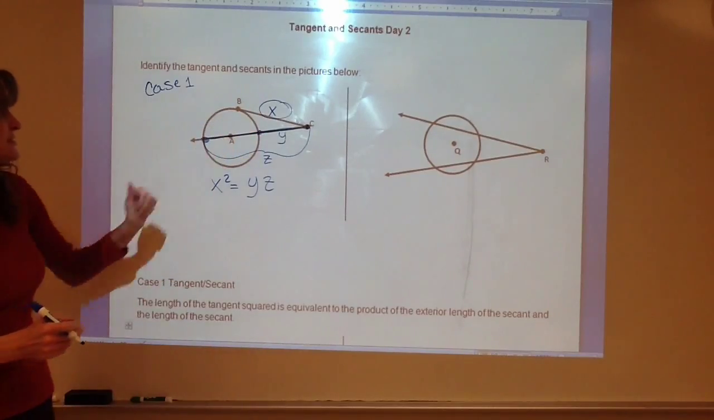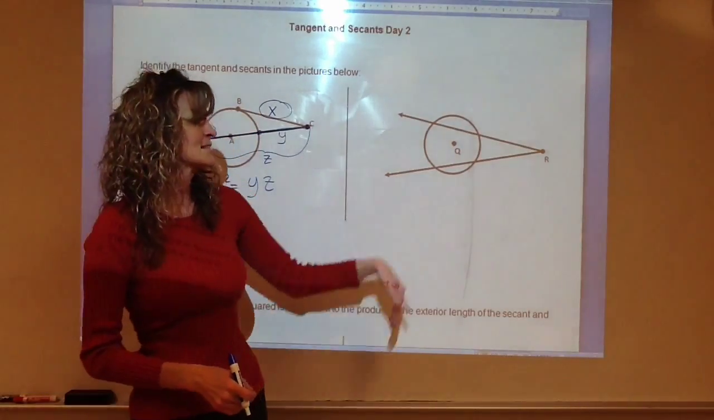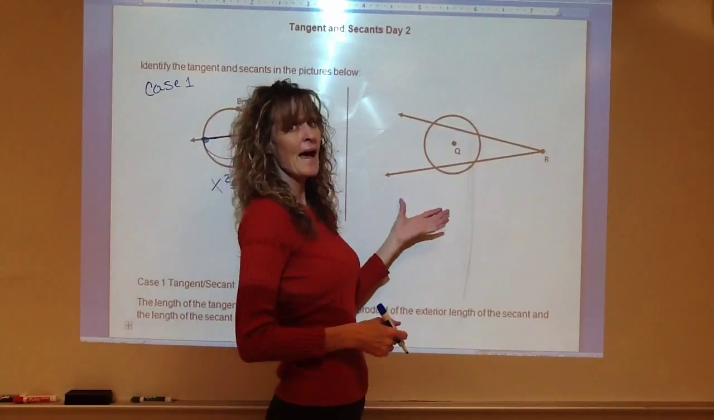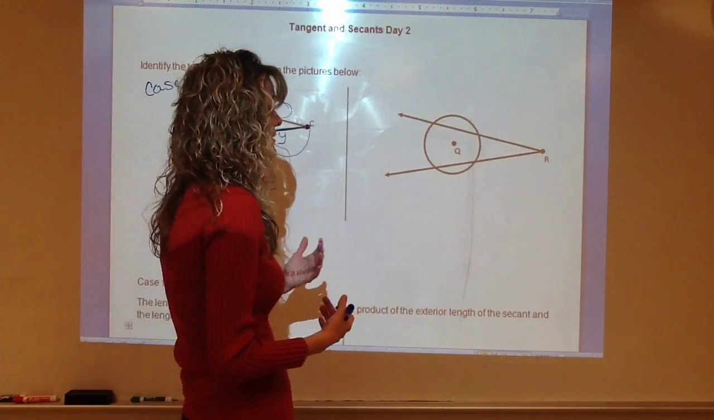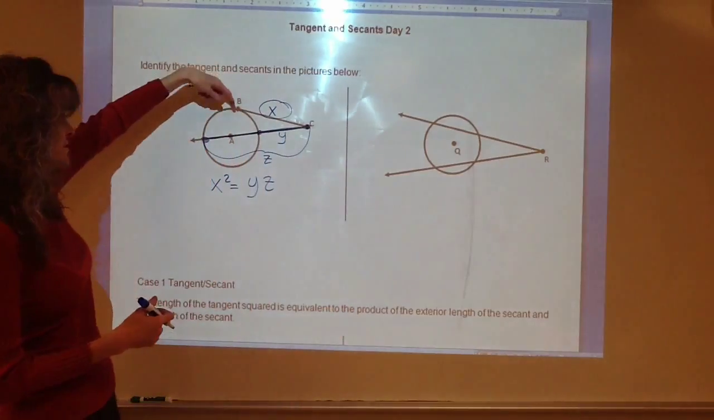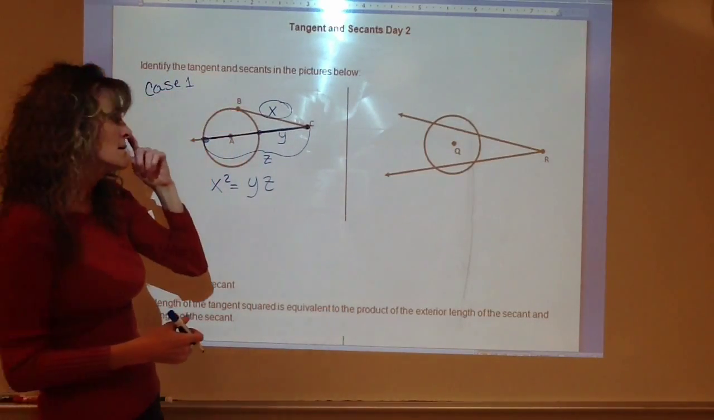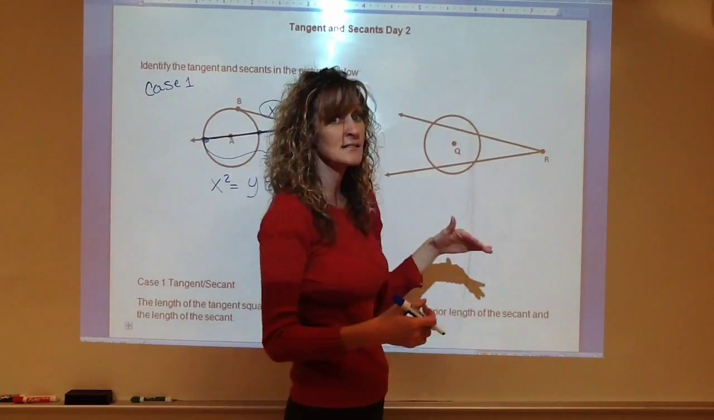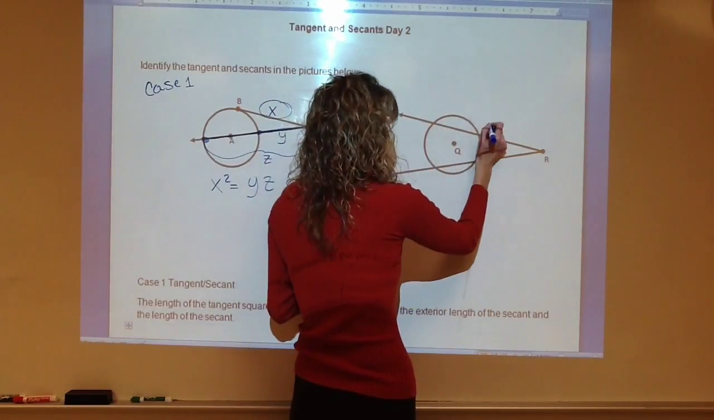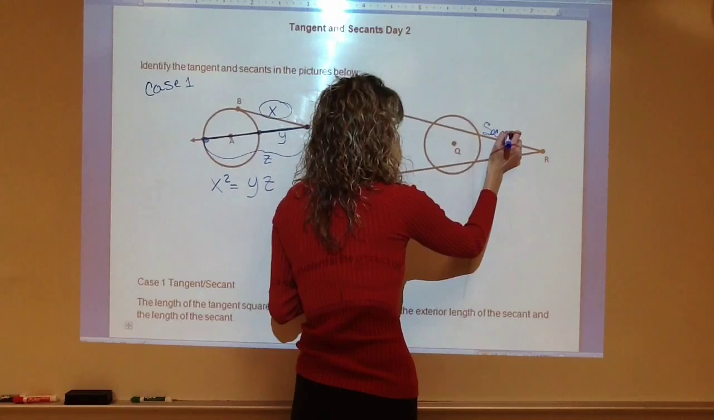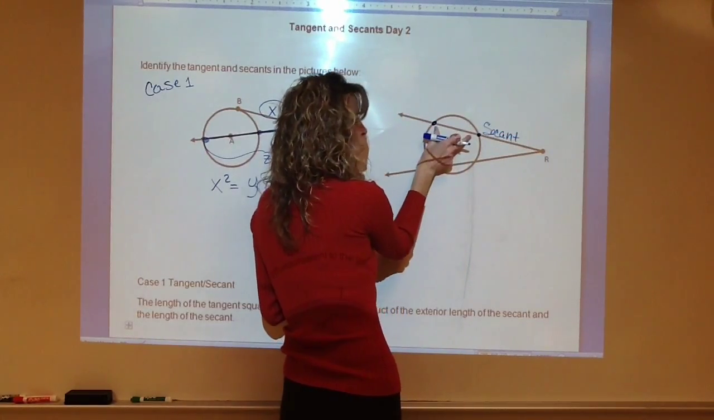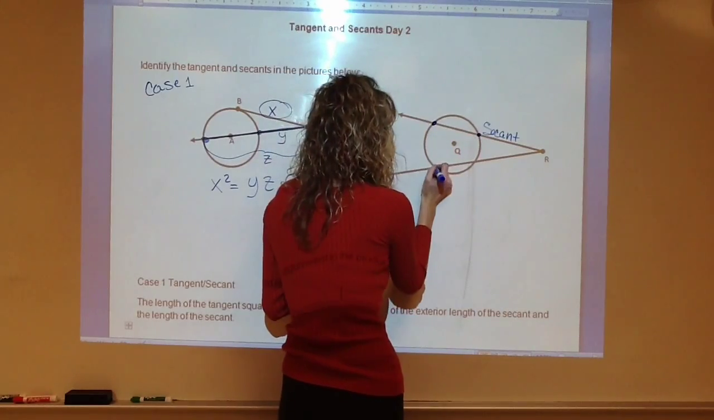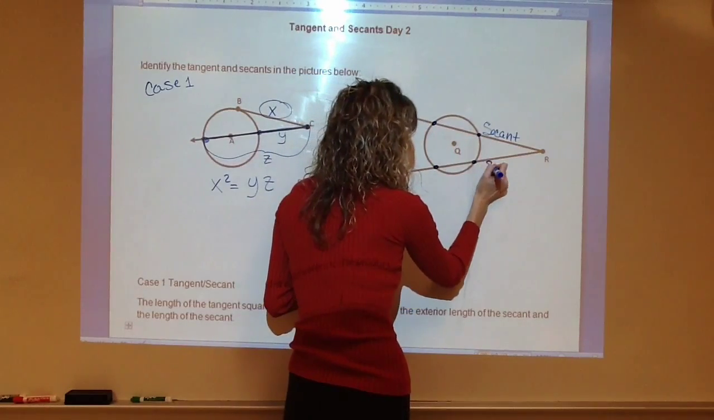So that's tangent secant. Let's come over here and look at this picture. Do we have a tangent? I don't have a tangent drawn, because a tangent can only touch a circle in one point. So these are two secants. This is a secant, because look, it goes through the circle. There's a chord right there. It makes a chord in the circle. And this is a secant.